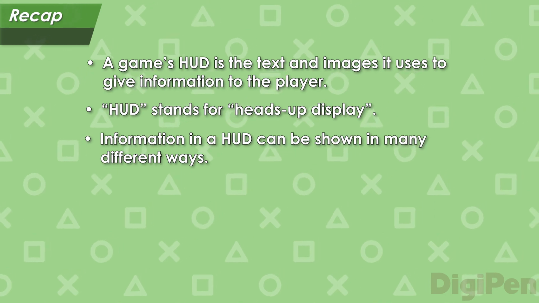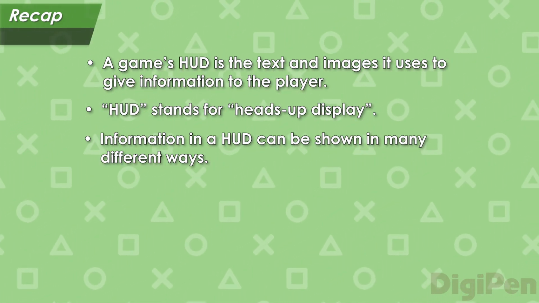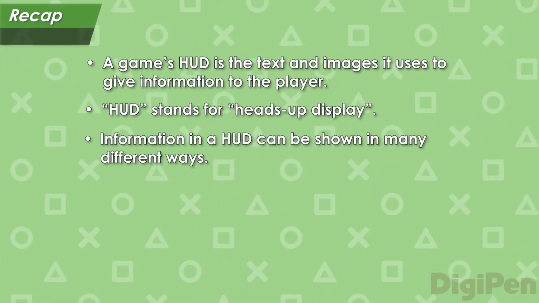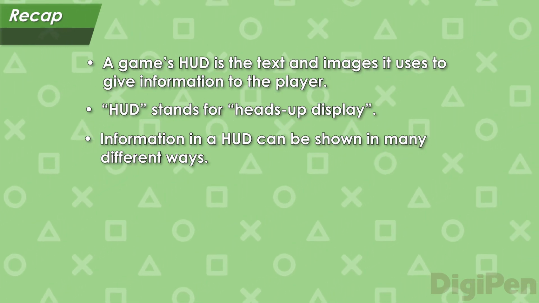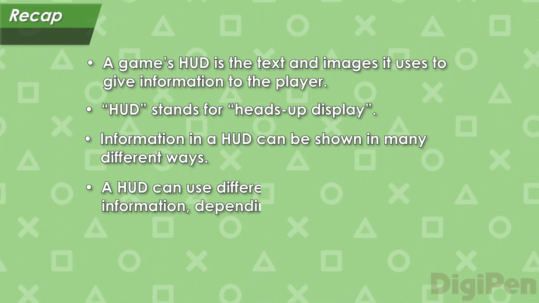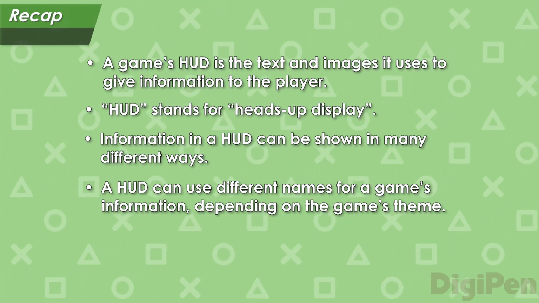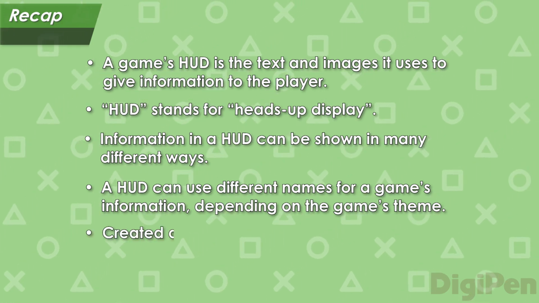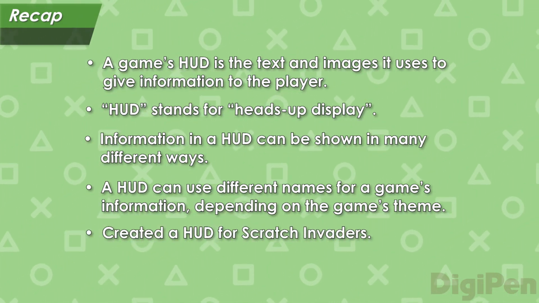Next, we discussed some of the different methods that a HUD can use to convey information to the player, such as by printing a number with text, changing the size of a bar, like for a health bar, and so on. Then we discussed the ways that a game's HUD fits into its theme, such as the words it uses to refer to the game's variables. Finally, we created a HUD for Scratch Invaders.